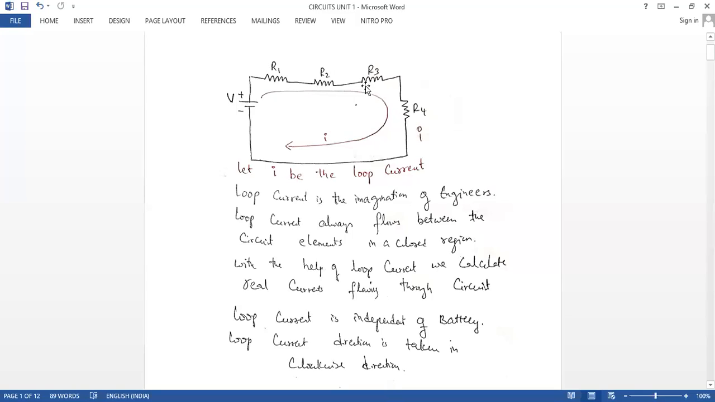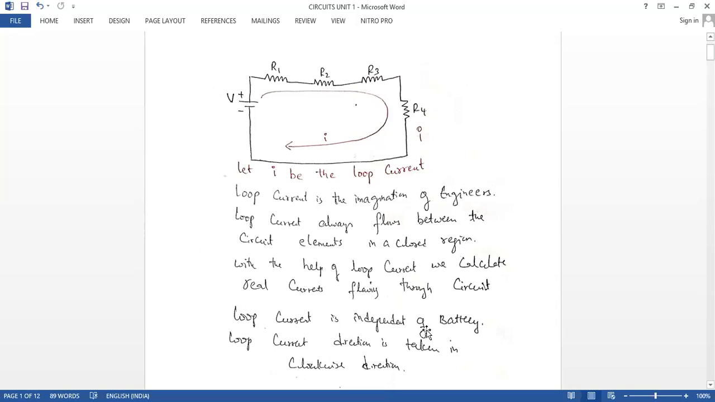No, it is the imagination. Okay, why are you imagining this current? We calculate the real currents flowing through the circuit. In any textbook, if you see this current direction, many people will say this current is created because of the battery. No, this current is independent of the battery. It is the imagination. So what is the fourth point we have written?